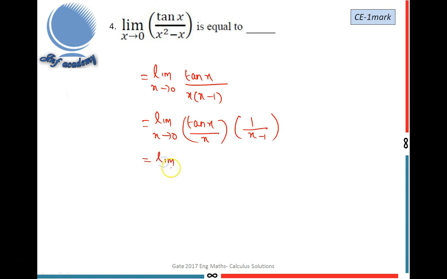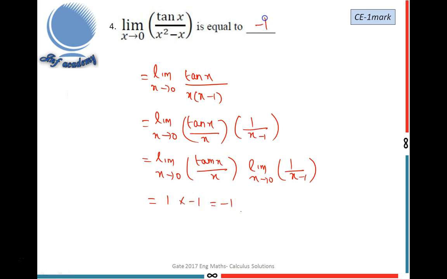Here I use the limit result, that the limit of the product is equal to the product of the limits: limit tan x by x into limit x tends to 0, 1 by x minus 1. The first value is 1, as in the third problem. Limit x tends to 0, 1 by x minus 1 is minus 1. So the final answer is minus 1.